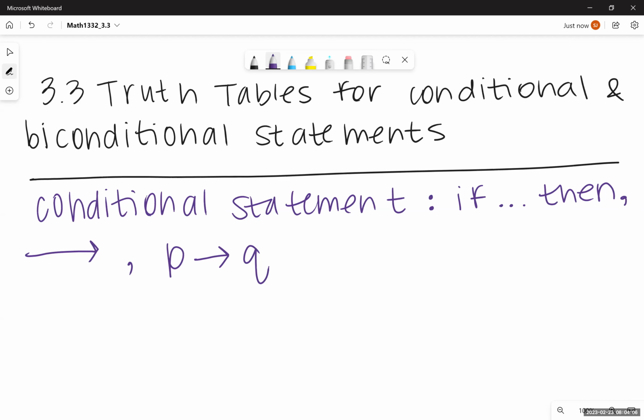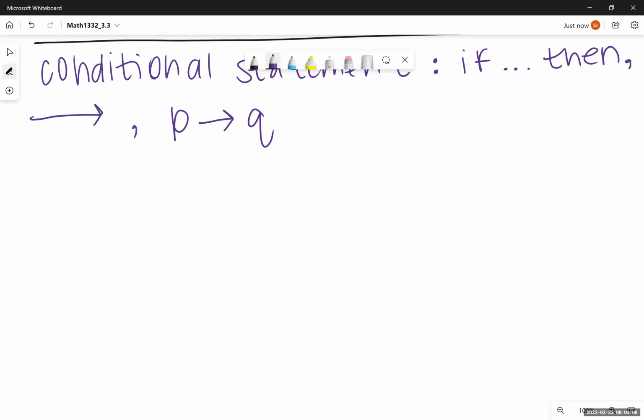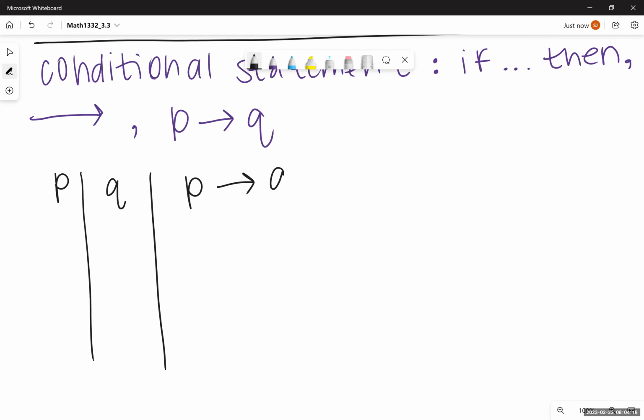Okay, so the important thing, I'm going to go ahead and do a little table right here because we need to talk about it. The important thing about a conditional statement, if you notice, is that the arrow only points one way. It is going to be the only connective, the only thing when we're working on these truth tables, where order matters. So we can do a little note right here: order matters. It's very, very important that you remember order matters.